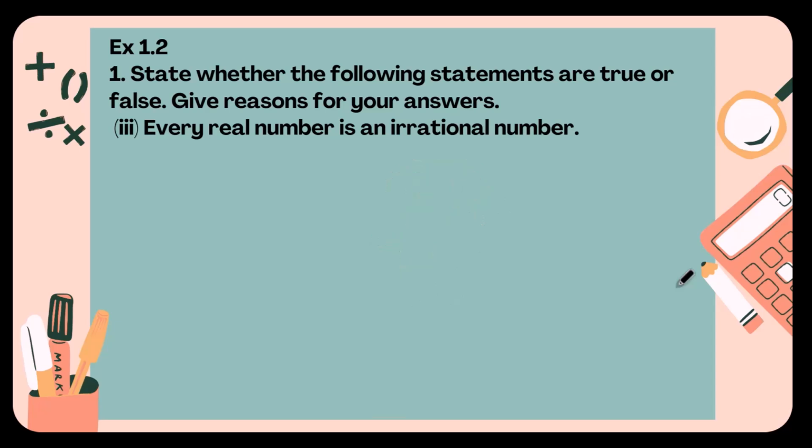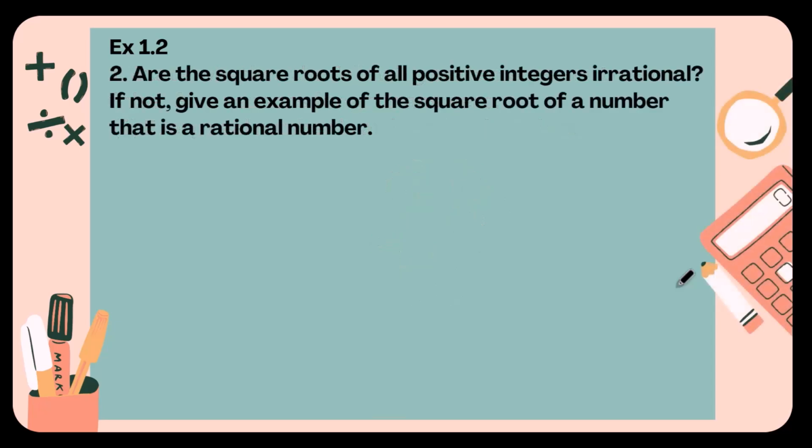All right. Are the square roots of all positive integers irrational? If not, give an example of the square root of a number that is rational. Okay. So let's try to understand here. So as per the question, let's take square roots of all positive integers irrational. Okay. So we'll take a number. Let's say take a number 4. 4 is a positive integer, correct? How do I write integer? Z, right? Positive Z, or I can say positive integer.